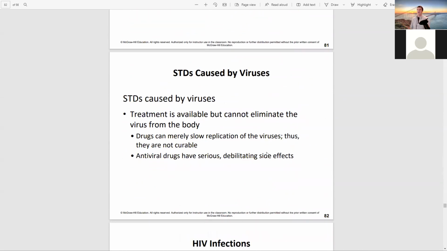So STDs caused by viruses. Treatment is available but cannot eliminate the virus from the body. Drugs can merely slow replication of the viruses, thus they are not curable. Antiviral drugs have serious debilitating side effects.